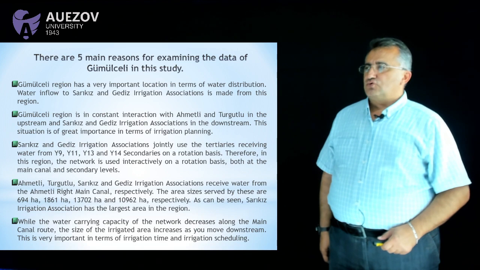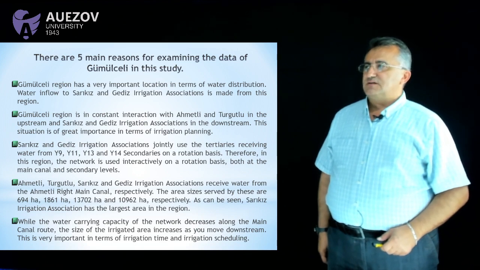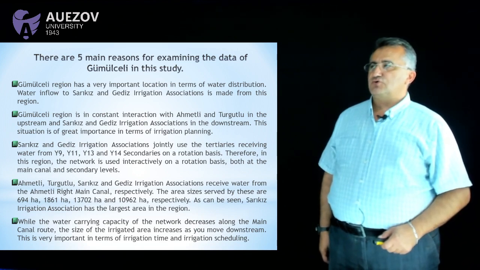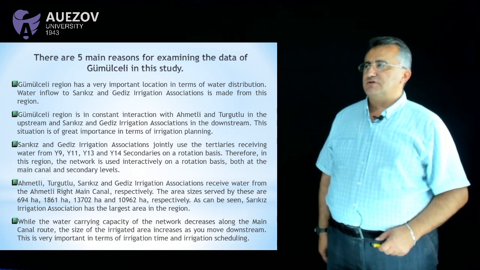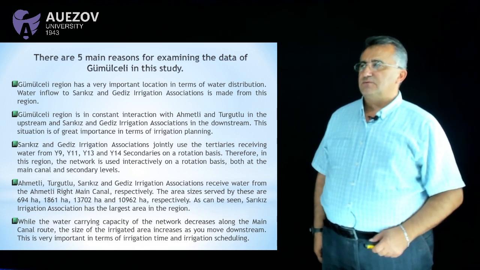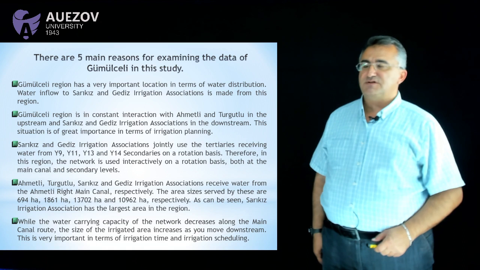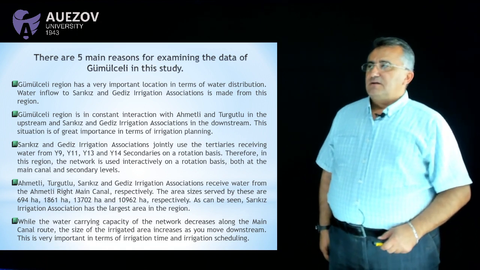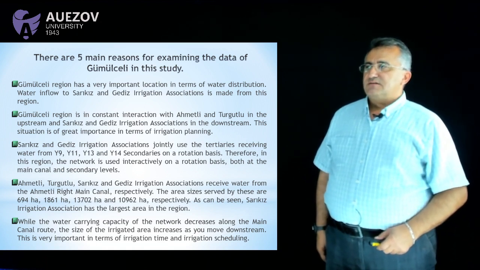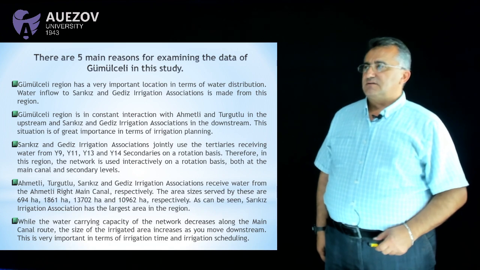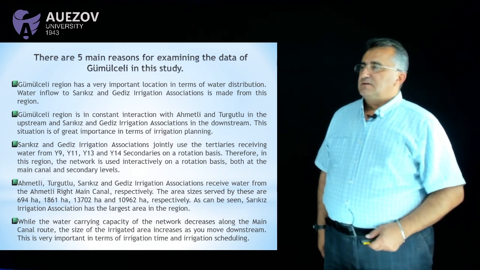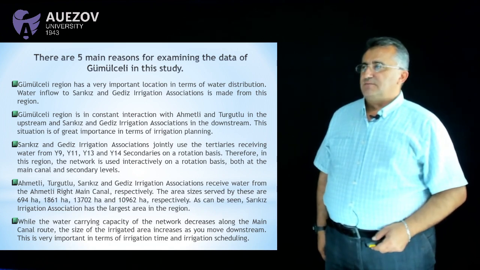Ahmetli, Turgutlu, Sarıkız, and Gediz irrigation associations receive water from the Ahmetli right main canal, respectively. The sizes served by this area are shown on the screen.